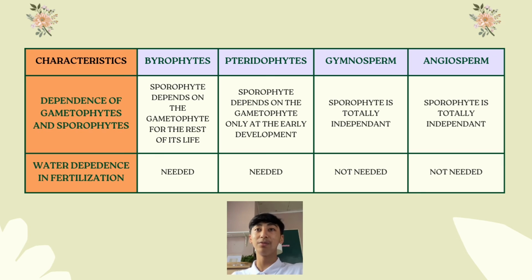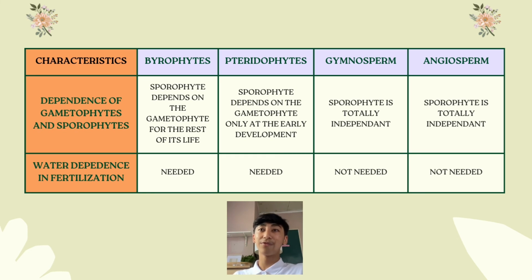For the second plant group, pteridophytes, the sporophyte depends on the gametophyte at the early development. It is because the sporophyte is still small and the gametophyte is needed for nutrition. And for gymnosperms and angiosperms, the sporophyte is totally independent. It is because the sporophyte can carry out photosynthesis on its own.